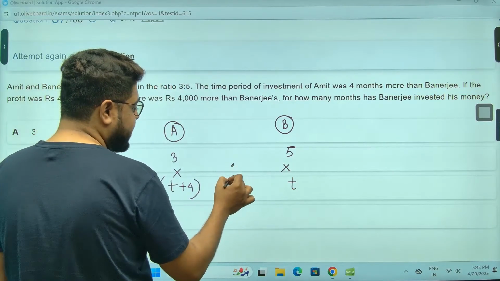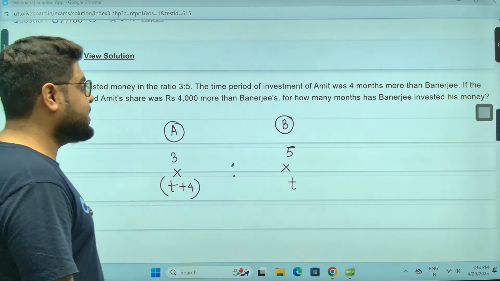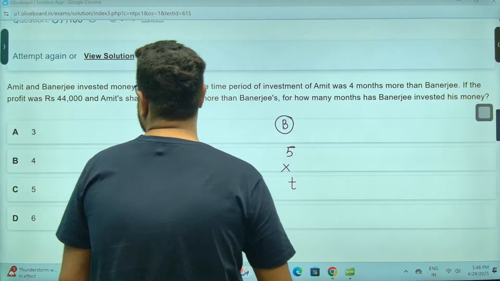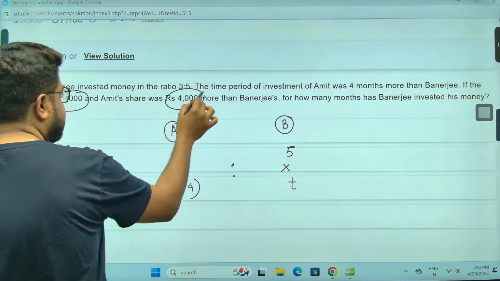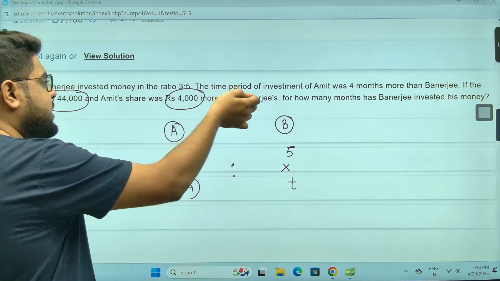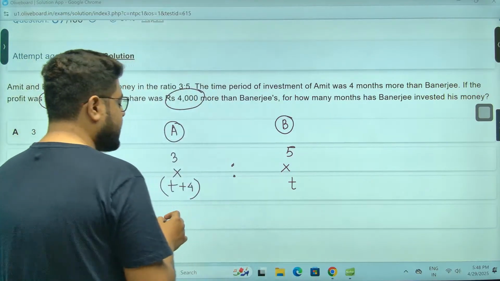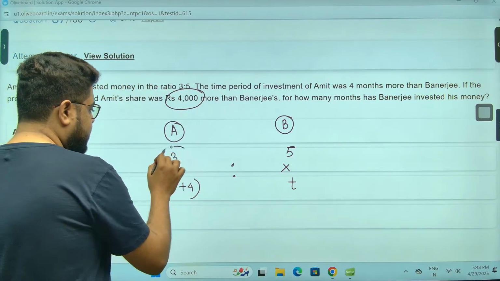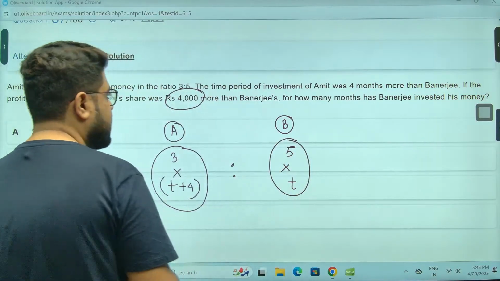So profit sharing ratio is investment ratio into time ratio. So this is the ratio, sir. Right? And sir, this is the total and the share is Amit ka share is 4,000 more than this. ठीक है, sir. Sir, let's see. So share of Amit is this. Banerjee ka share is this. ठीक है.